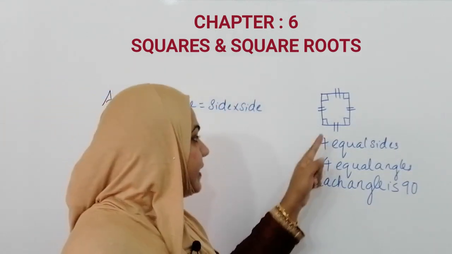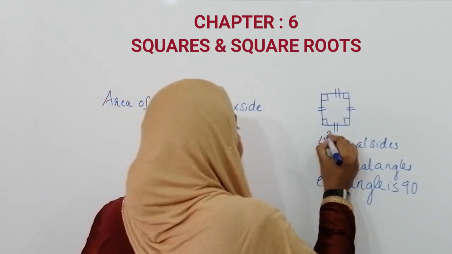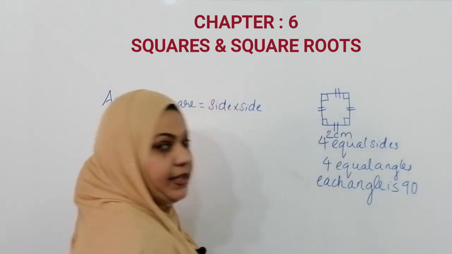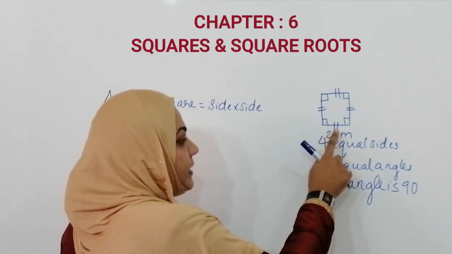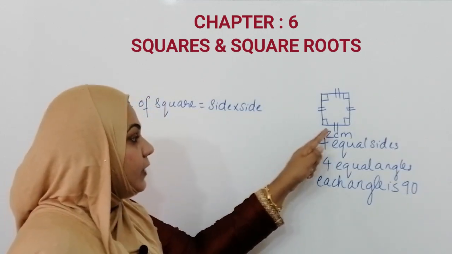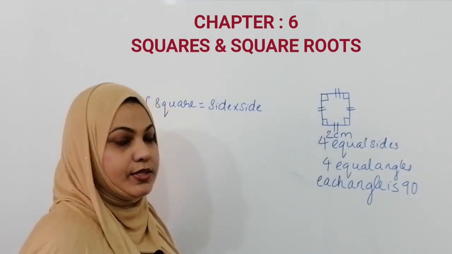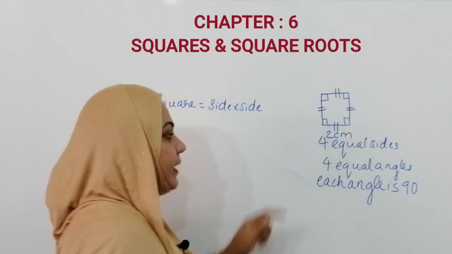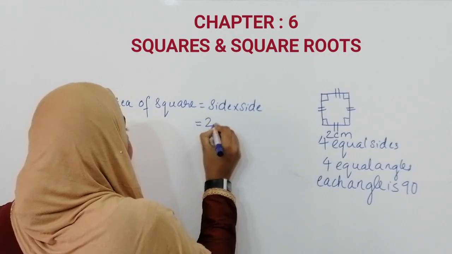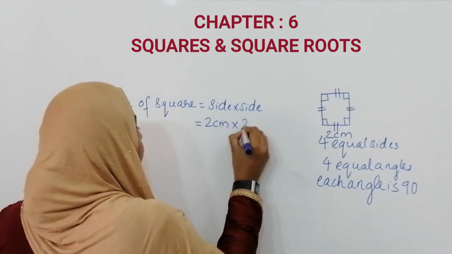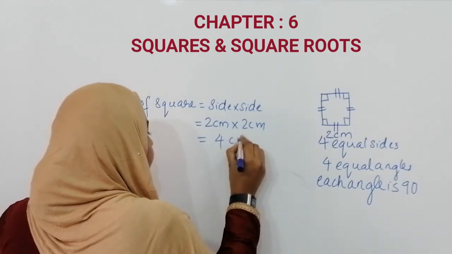Suppose each side of this square is 2 centimeter in length. What will be the area of the square? So what is our length here? Side means length of the side. So what is the length of the side here? 2 centimeter. So we can substitute this value in our equation. So side is 2 centimeter. So 2 centimeter into 2 centimeter, that is 4 centimeter.